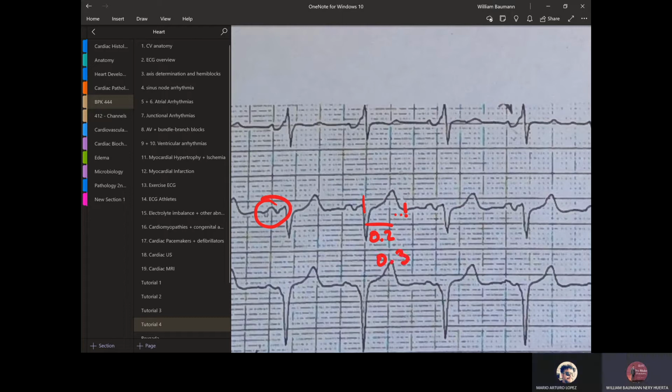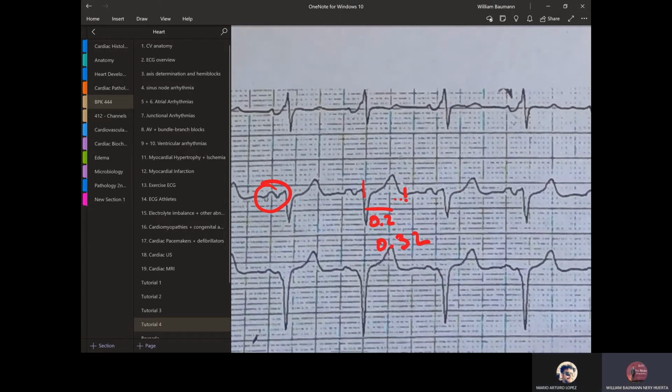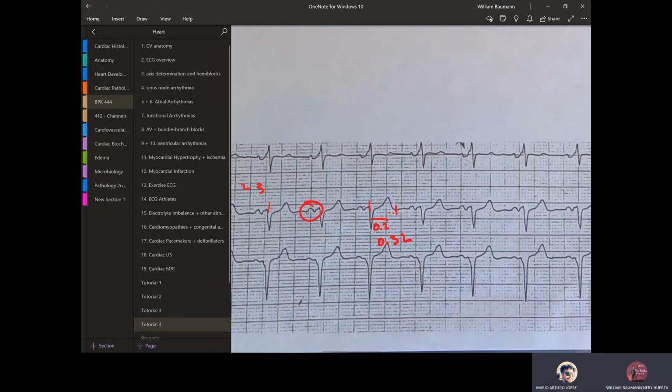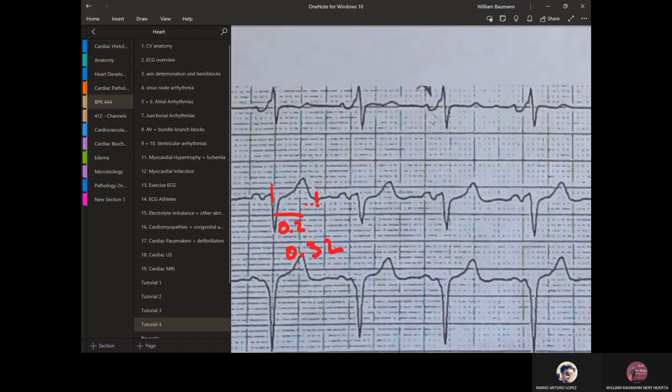Yes, correct. So 0.32, and now we do the R to R. Sorry, the R to R. So seconds. 1, 2. What did you write down here? 0.2 because we are doing seconds. 2, 3. So this 2 is 0.4. Right, and then there's another one. So 0.6, 0.64. Yeah, 0.64.